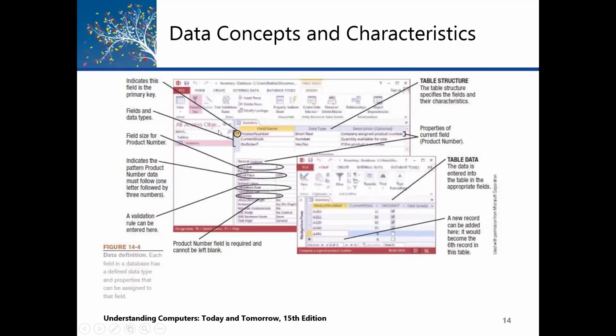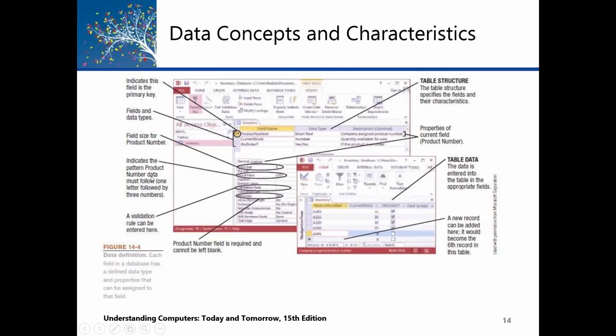Then fields and data types. Okay, so what are fields? In my persons table I'm using person id, last name, first name, address, city. So these are all the fields. Then data type is nothing but, I'm going to give person id as integer, last name and first name as varchar. So this is called data type. Then field size for product numbers. How much size you are going to allocate. Just now I told you, if you are going to give mobile number as a field, you can give only 10 as your value. Okay, then it indicates that the product number data must follow the pattern of one letter followed by three numbers.